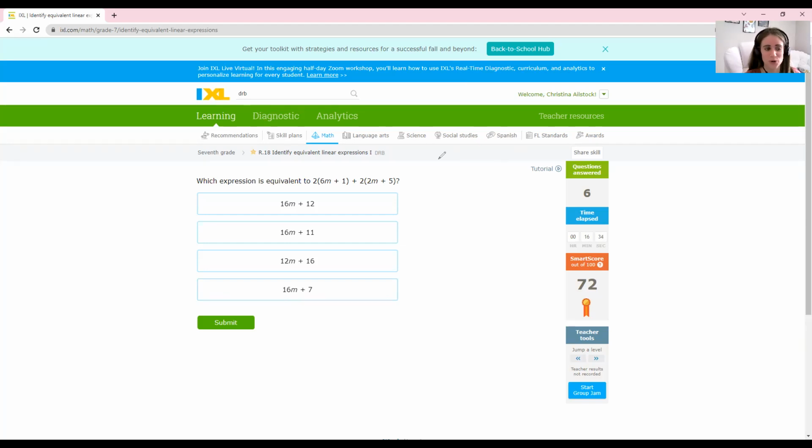All right, first we'll copy the problem down. 2 times the quantity of 6m plus 1 plus 2 times the quantity of 2m plus 5. Ooh, I'm almost running out of room. Oh no.